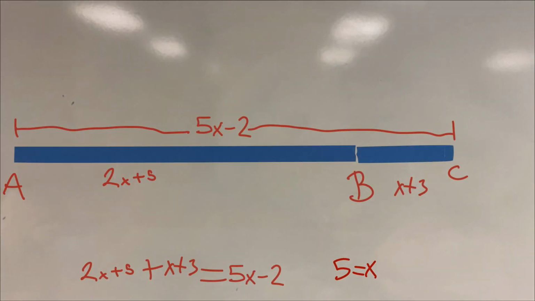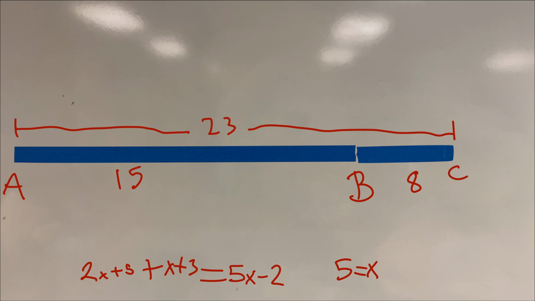There we go. Now that we know that, let's start plugging it in. Starting with AB, 2x plus 5. 2 times 5 is 10. 10 plus 5 is 15. Next, BC, x plus 3. 5 plus 3 is 8. Finally, AC, 5x minus 2. 5 times 5 is 25, minus 2 is 23. Just to confirm, 15 plus 8 is 23.